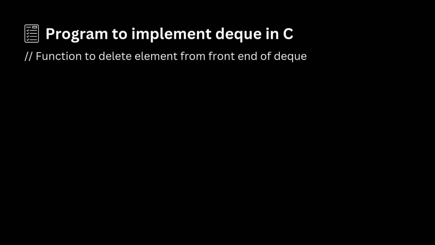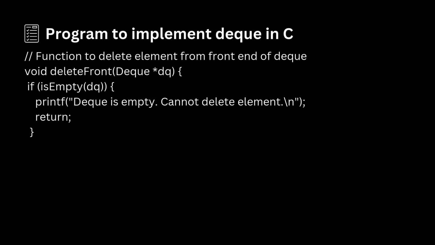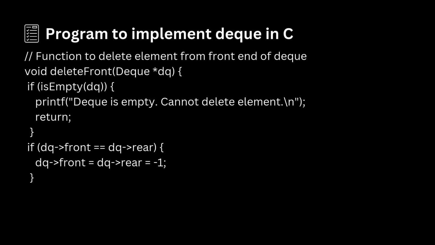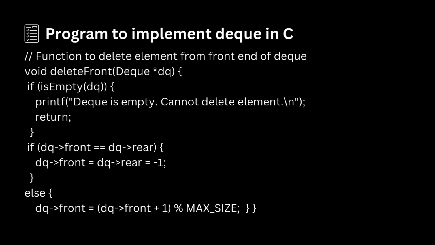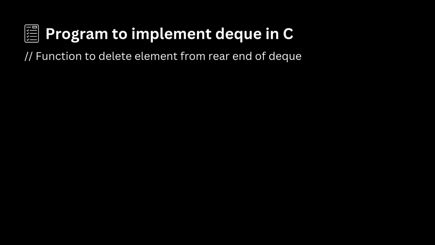Function to delete element from front end of the Deque. The deleteFront function deletes an element from the front end of the Deque. It first checks if the Deque is empty using the isEmpty function. If the Deque is not empty, it checks if there is only one element in the Deque. If there is, it sets both front and rear to -1, indicating an empty Deque. If there is more than one element, it increments front to remove the element from the front end of the Deque.